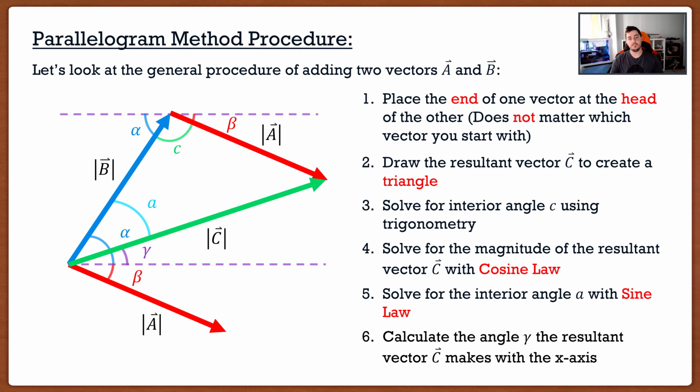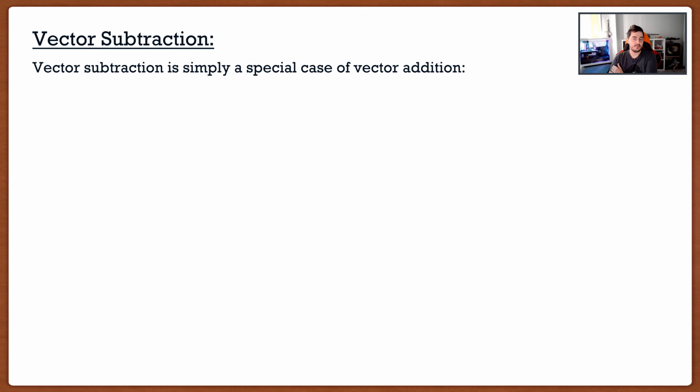So that's basically the parallelogram method. The problem is we have a couple of special cases that professors like to throw at you to test your knowledge. And the first one is vector subtraction. Again, we just talked about how we add two vectors together. What happens if we want to subtract them?